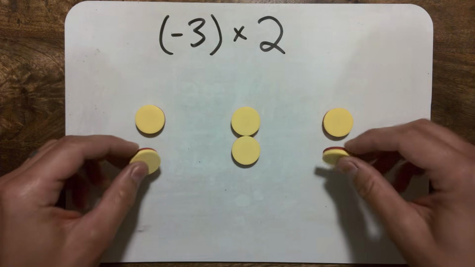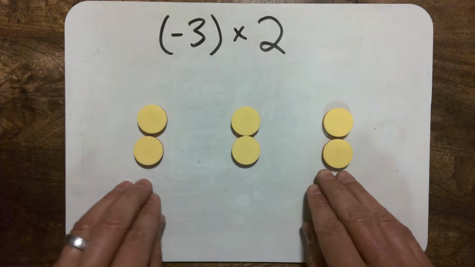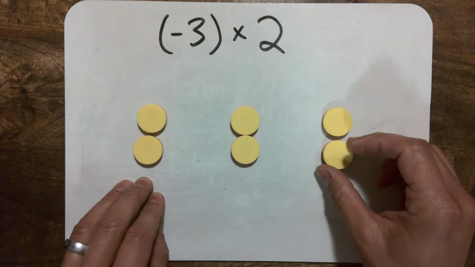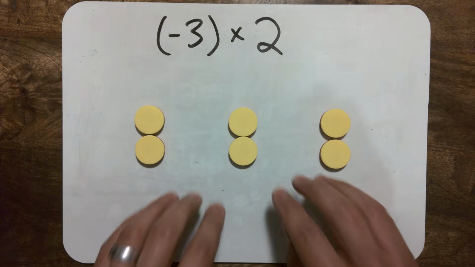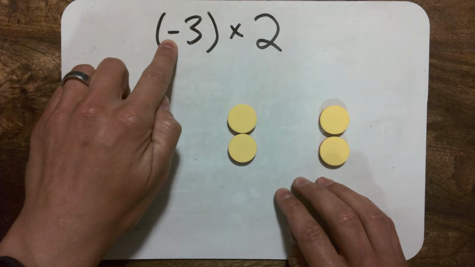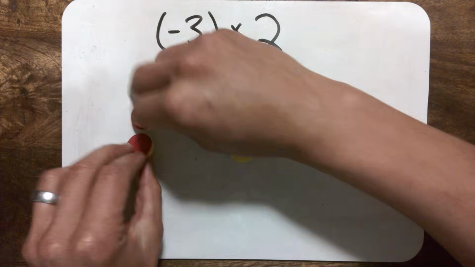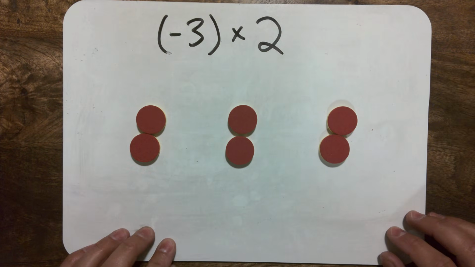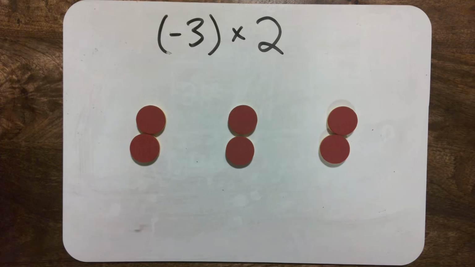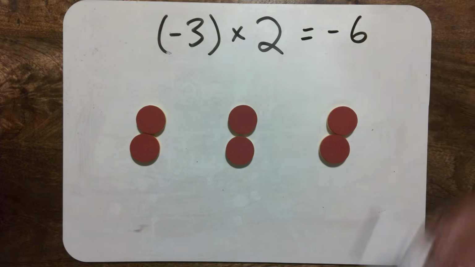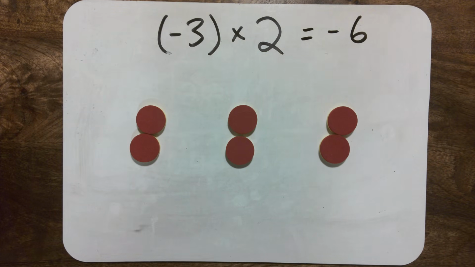Part of the reason we use the two color counters for these models is we can move to the opposite side. What I've shown right now is 3 groups with the size of 2, positive 2 is our group size. But I want the opposite of 3 groups of 2, which would be the opposite side. So looking at my model, I have 6 counters, and they're all red. So my product will be negative 6.